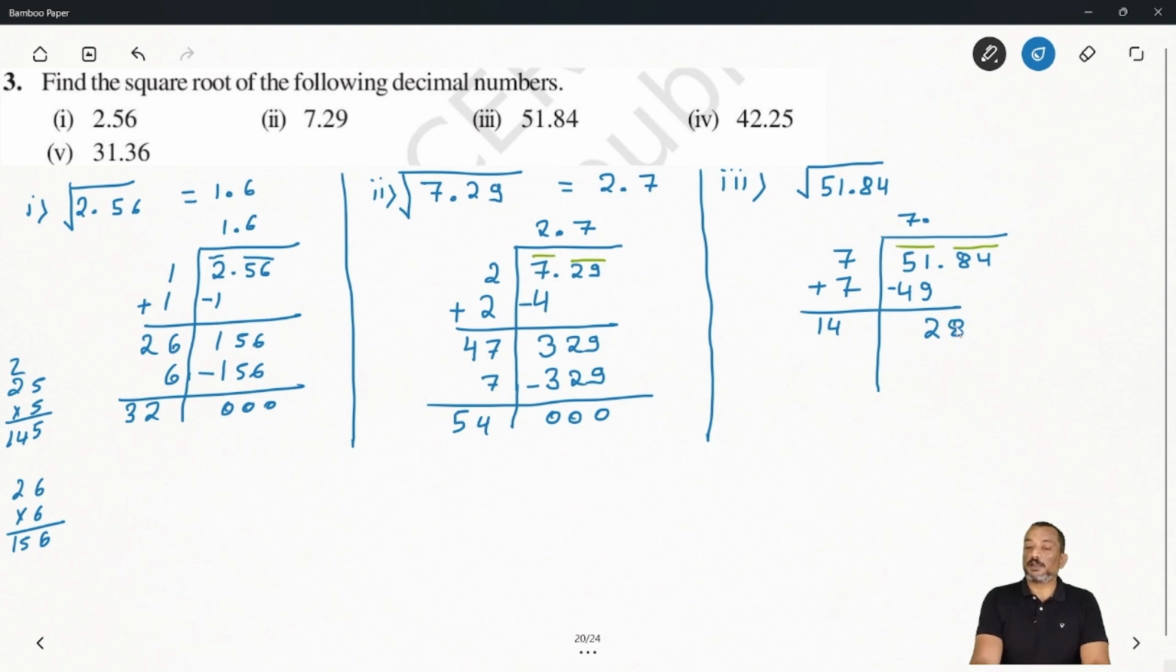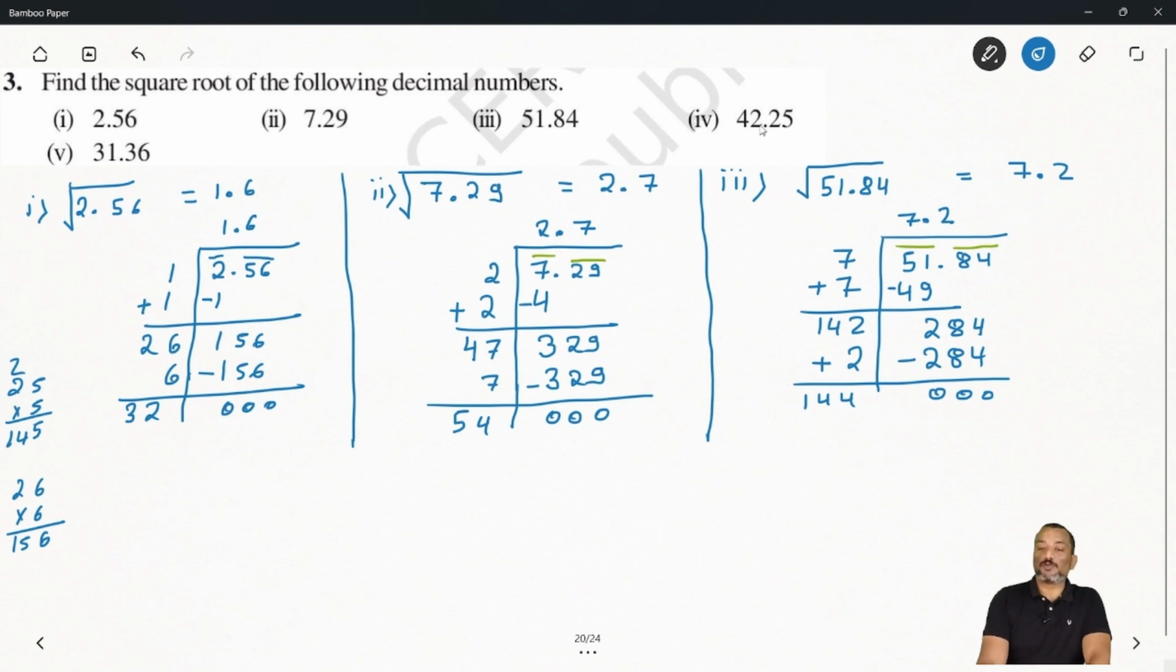Now you can bring down 84. If we multiply the 2 here, we write 2 times. So 2 is added, and this comes to 284. Now again subtract, add. So what do you get? This is 144 and here you get 0. So which means the square root of 51.84 will come how much? 7.2. Hope it's clear.